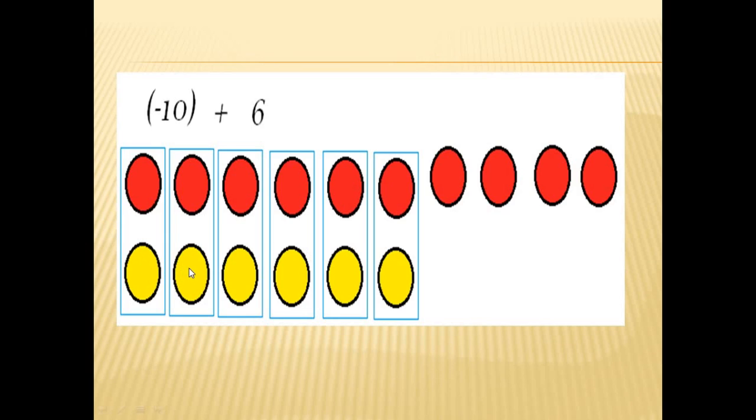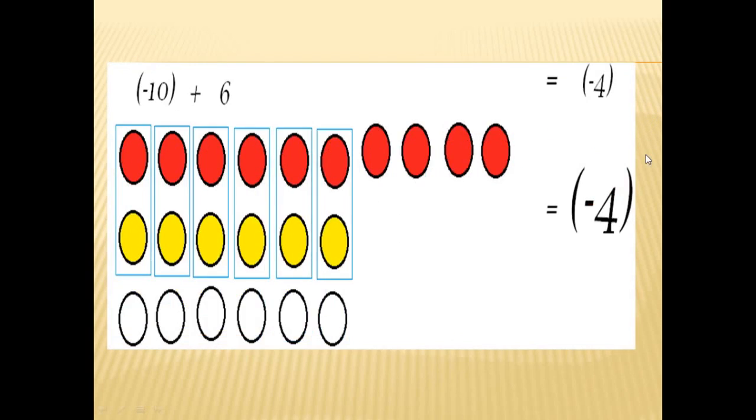So here I have taken 6 red counters and 6 yellow counters together. It will be 0. So how many are left here? 4 red counters left here. 4 negative counters left here. You can indicate this one as negative 4.